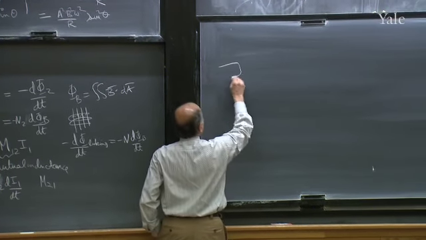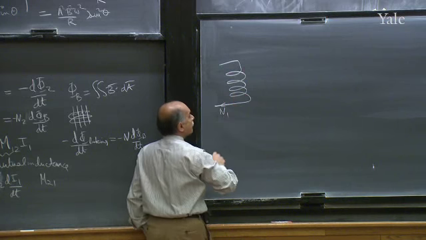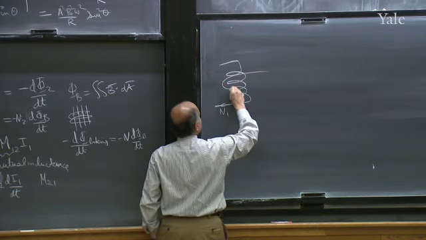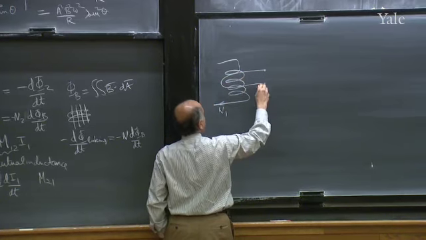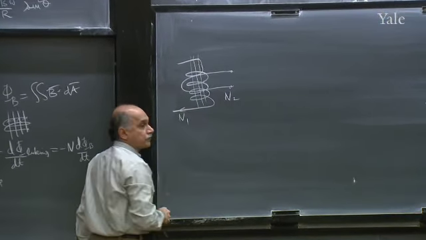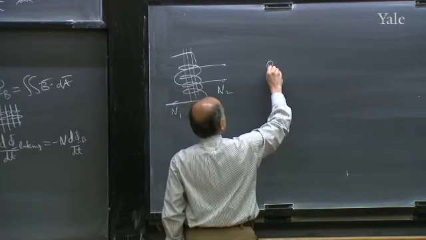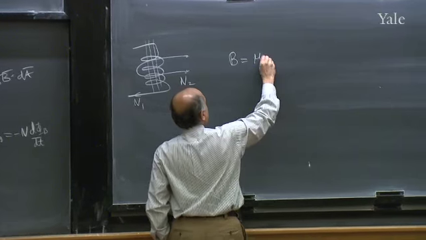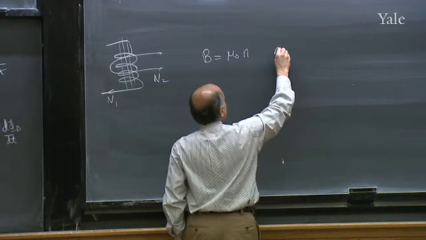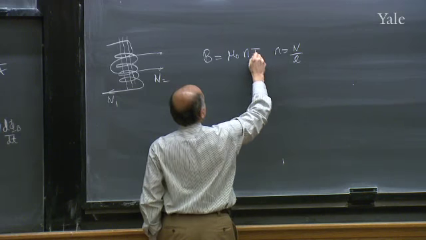So here's one solenoid. It's got N1 turns. And there's another guy. I'm just going to show you one turn of it, but it can have N2 turns. And the flux is going through this. Now you remember that the magnetic field due to any solenoid is mu0 times N, where N is the number of turns per unit length, times I.